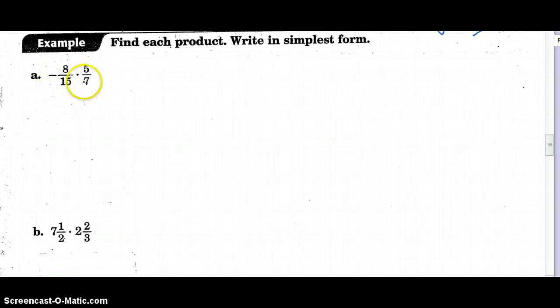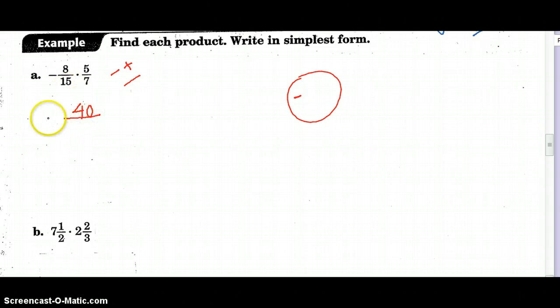So here I have a negative times a positive, so I know my outcome is going to be negative. So over here I can go ahead and put my final answer should be negative. And I'm going to say 8 times 5, and 8 times 5 is 40, over 15 times 7, and don't forget there's a negative out front. And 15 times 7 is going to be 105. Now that's a big number. 40 over 105, I feel very confident that 5 will go into both of those, and that simplifies down to 8 over 21. So my final answer here is negative.